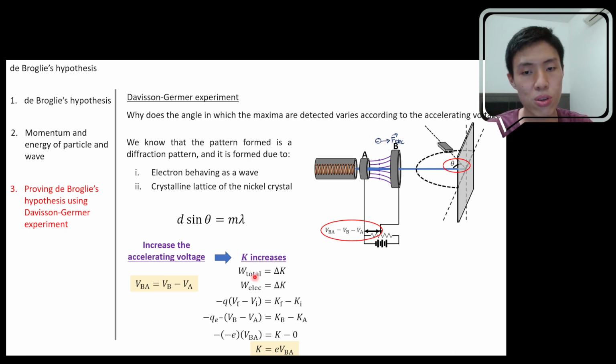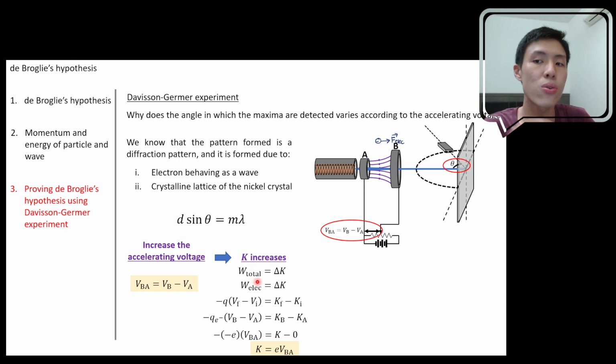So even though we are talking about total work done, because there's only one force, the total work done is actually the same as the work done by the electric force, because there are no other forces here. We are not talking about gravity over here. There's only the electric force. So the total work done is essentially the same as the work done by the electric force. Okay, that's how we progress from the first line to the second line, by saying that work total is equal to the work done by the electric force.